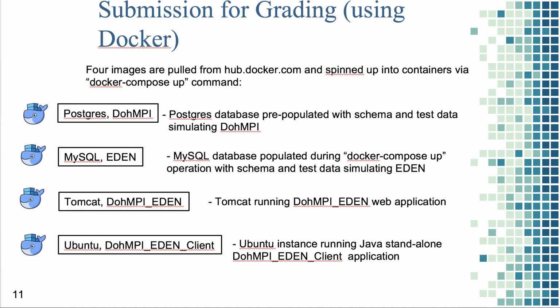Finally, for our submission for grading using the Georgia Tech tool Docker, our project can be executed for grading in the Docker-oriented environment. The Docker compose command should spin up four containers, including two databases containing the pre-populated test data. This includes Postgres, MySQL, DOHMPI, and Eden, respectively.